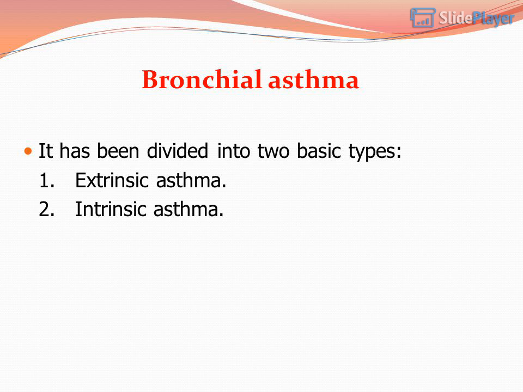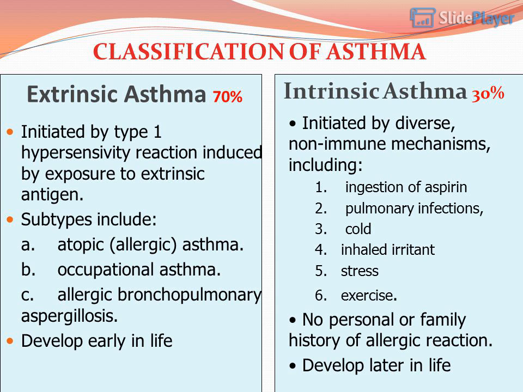Bronchial asthma has been divided into two basic types. 1. Extrinsic asthma. 2. Intrinsic asthma. Extrinsic asthma, 70% of asthma. Intrinsic asthma, 30%. Initiated by diverse, non-immune mechanisms, including ingestion of aspirin, pulmonary infections, cold, inhaled irritants, stress, exercise. No personal or family history of allergic reaction.